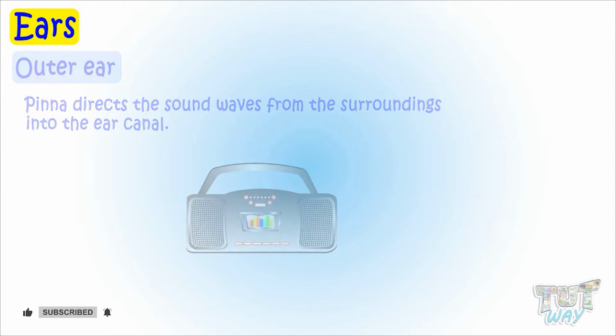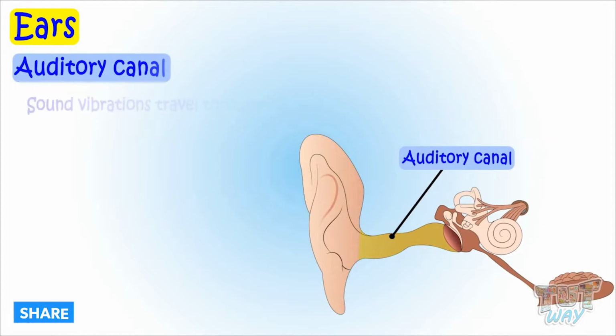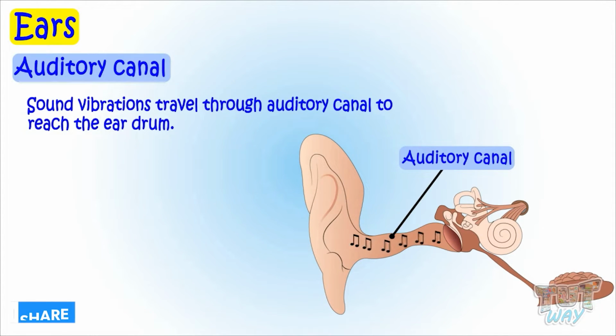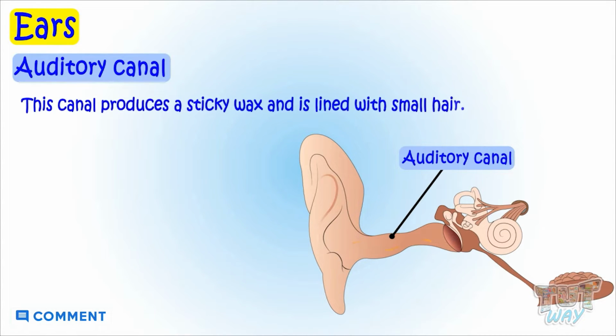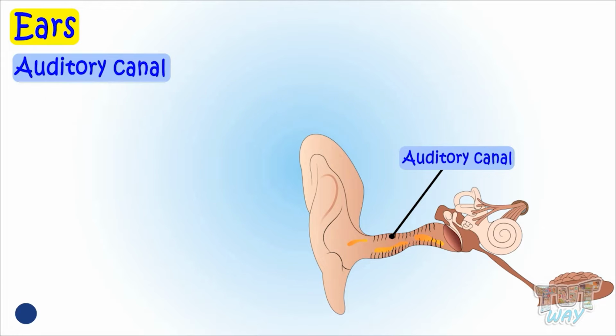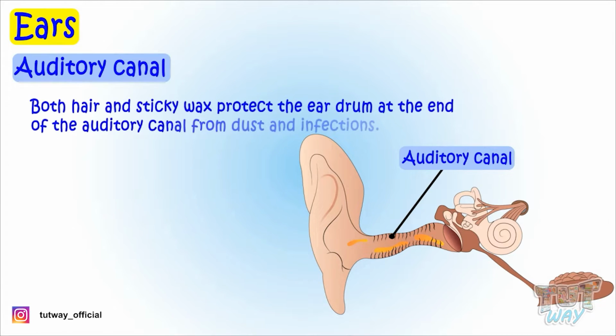Next is the auditory canal. Sound vibrations travel through this auditory canal to reach the eardrum. This canal produces a sticky wax and is lined with small hair. Both hair and sticky wax protect the eardrum at the end of the auditory canal from dust and infections.